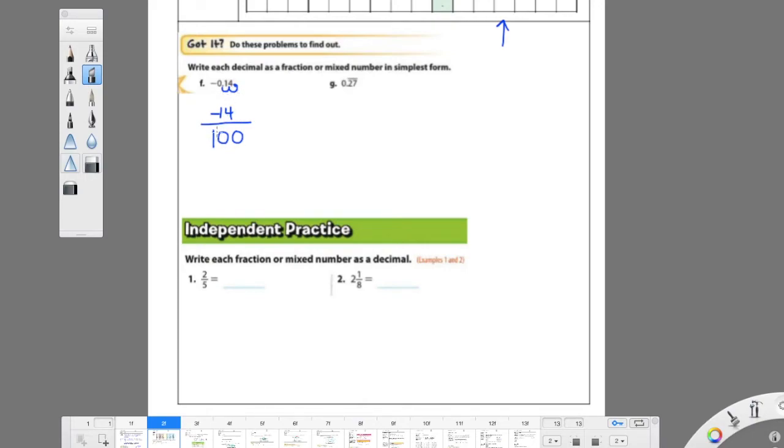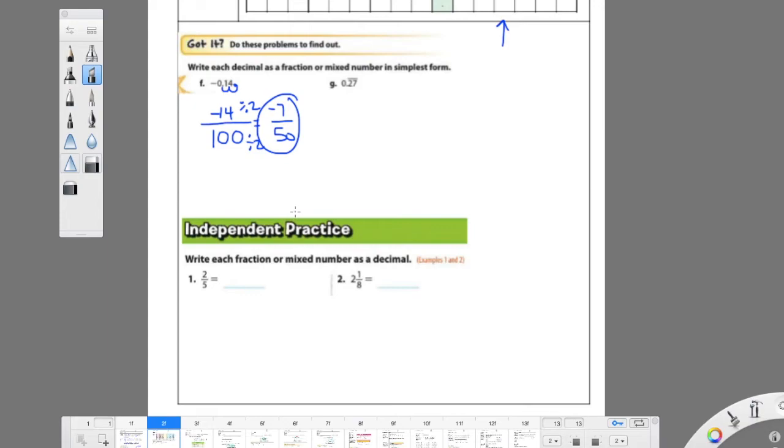If I only moved it once, I'd have 10. If I moved it 3 times, I'd have 1,000. So it just tells me how many zeros to put. It's always going to be a 1 on the front. And then I want to make sure I reduce this. They're both even. I can divide by 2 here, right? So negative 14 divided by 2, I get negative 7. 100 divided by 2, I get 50. So here is my fraction, negative 7 over 50.